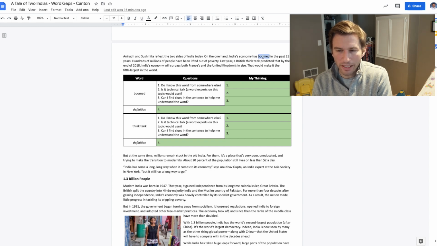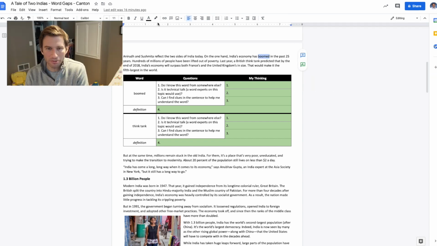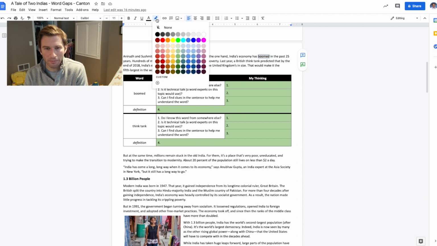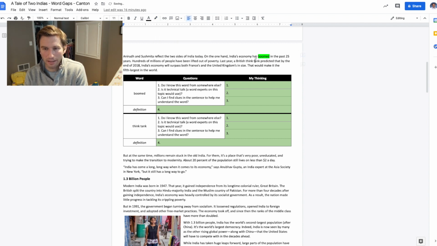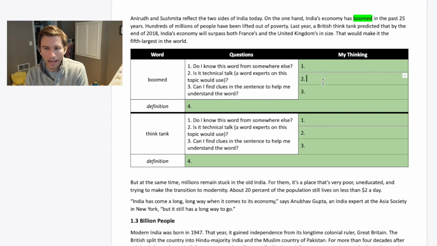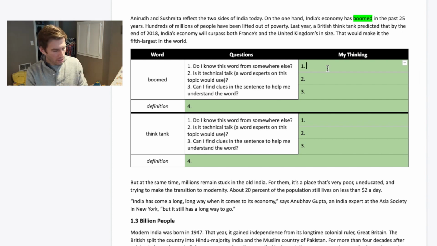And so what I would do when I come across that word, I would double click it to highlight it, and I would just click my little highlight button up here, and then I'd pick my highlight, and we can see that it is now highlighted, and then of course I would type it in the box here. But then I've got 3 kind of anchor questions that go along with the word boomed that are going to help me understand it. And the first anchor question asks me, do I know this word from somewhere else?